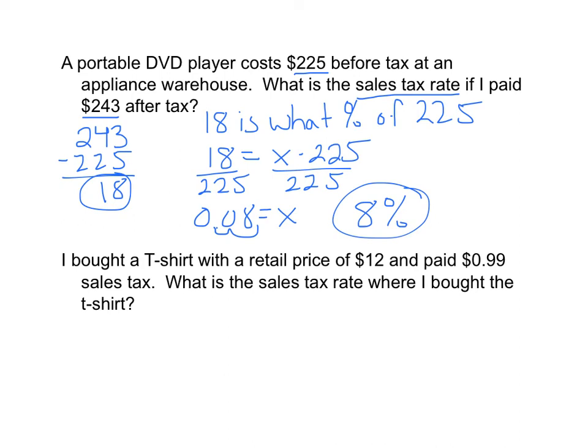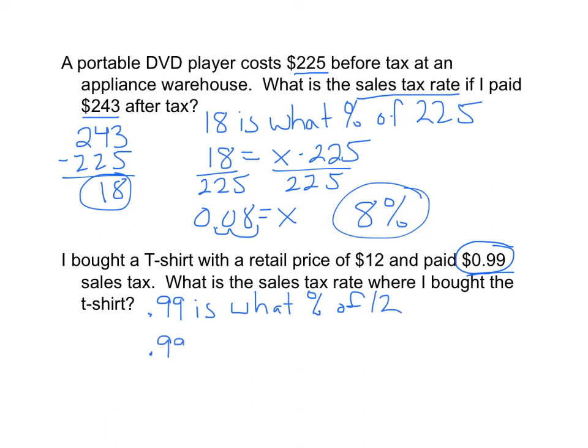So if I bought a t-shirt with a retail price of $12 and paid 99 cents in sales tax, what is the sales tax rate where I bought the t-shirt? Now once again, we have to figure out how much we paid in tax. Well, in this one, we didn't get the final price. They just actually told us what we paid for tax. So 99 cents is what percent of the $12?